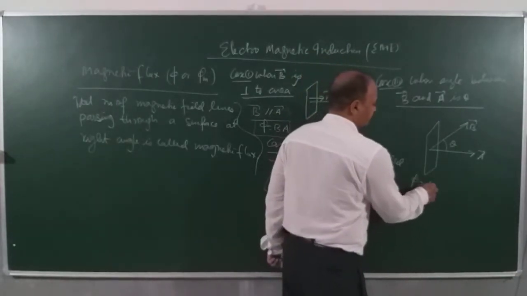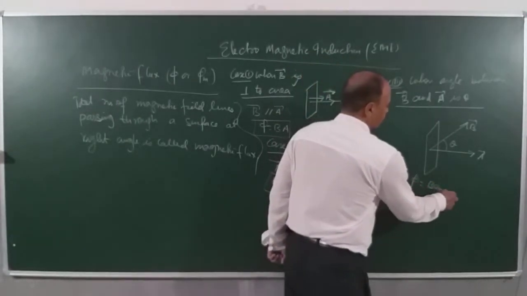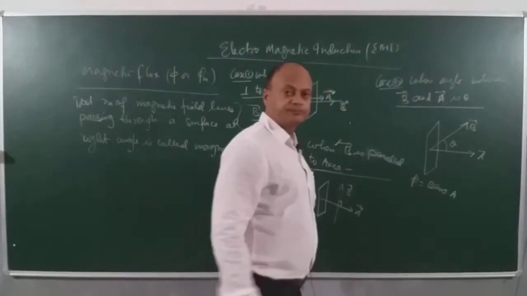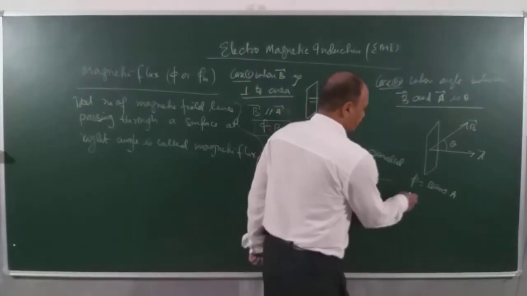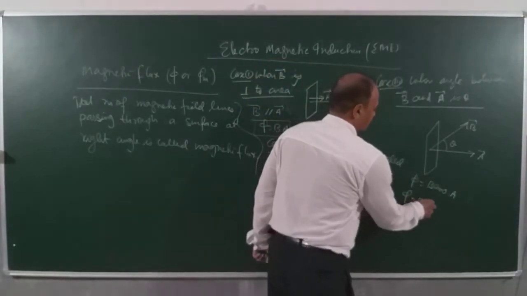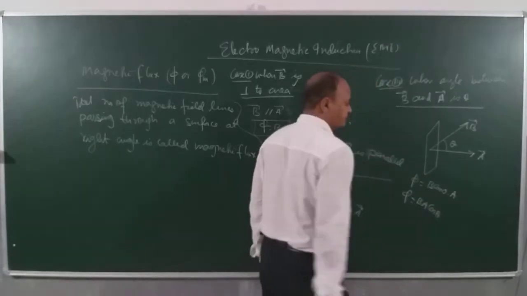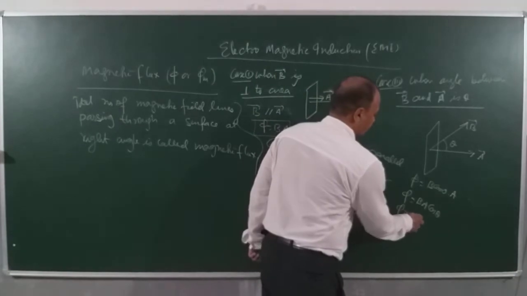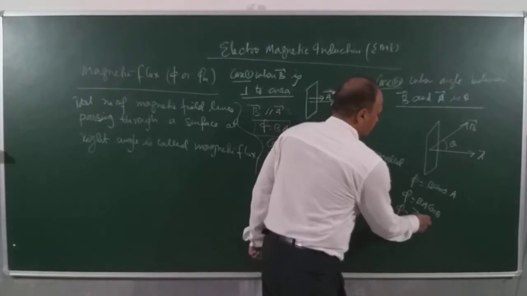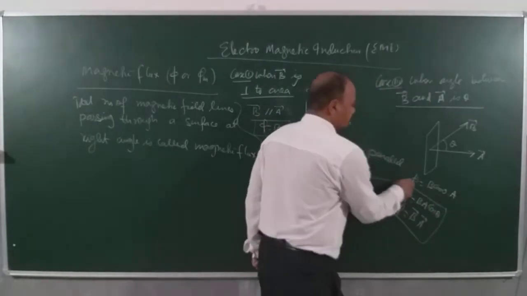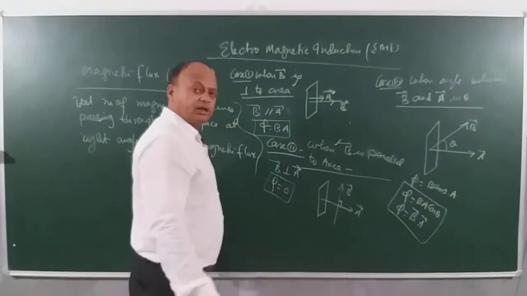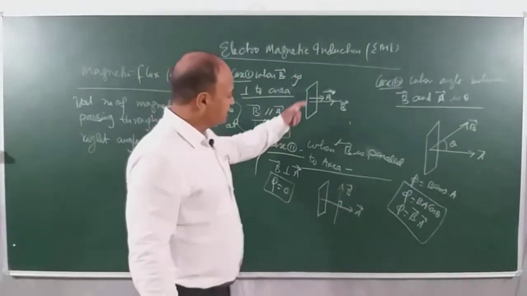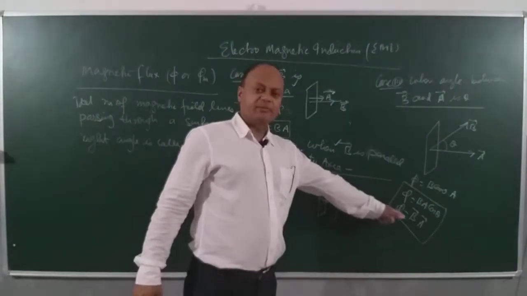Phi will be B cos theta into A. Alright? So phi can be written as BA cos theta, and then phi can also be written as B dot A. So both the results that we have done in case 1 and case 2, the values can be obtained from here.